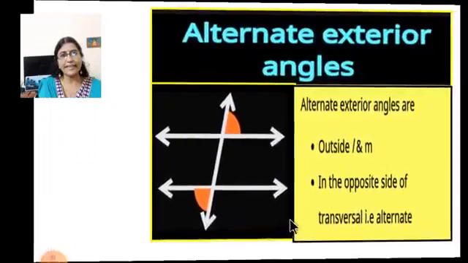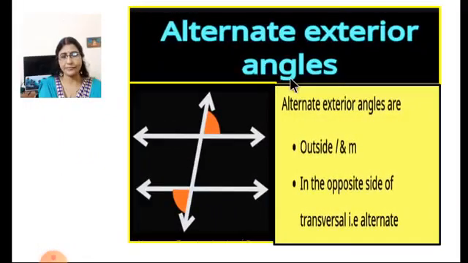Now we will understand alternate exterior angles. Which are alternate exterior angles? Now we know this angle, this angle, this angle and this angle are exterior angles. Just now we have seen that. Now out of these 4 angles, which are alternate exterior angles? Let us understand that. First thing you have to see, alternate exterior angles are outside L and M. So you have seen just now 4 angles are outside L and M. Now they should be on the opposite side of the transversal. That is the meaning of alternate.